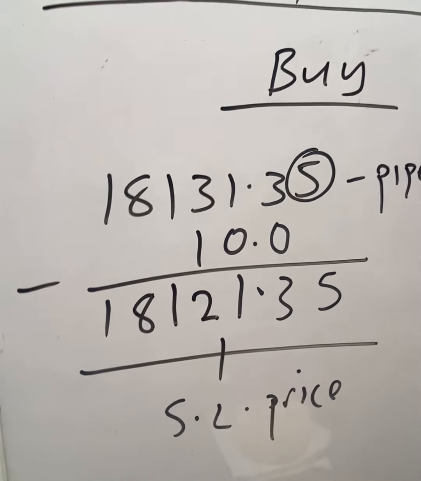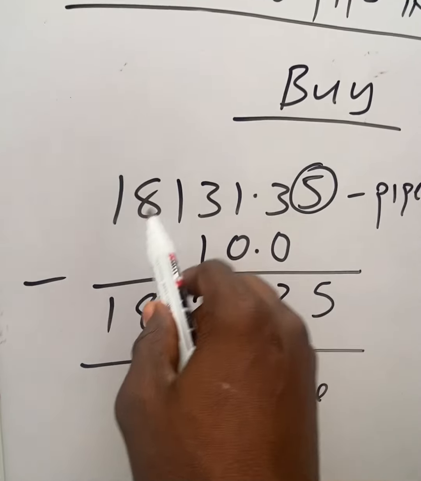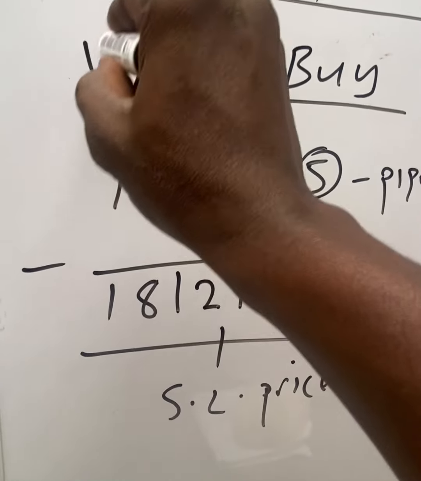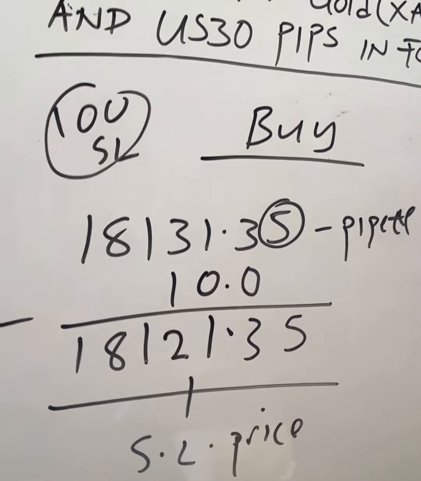This is SL. So for sell, let's go for sell. This is the SL price. MT5 1813.135. We are given 100 pips, 100 pips stop loss. So what we have to do is subtract because we are buying.